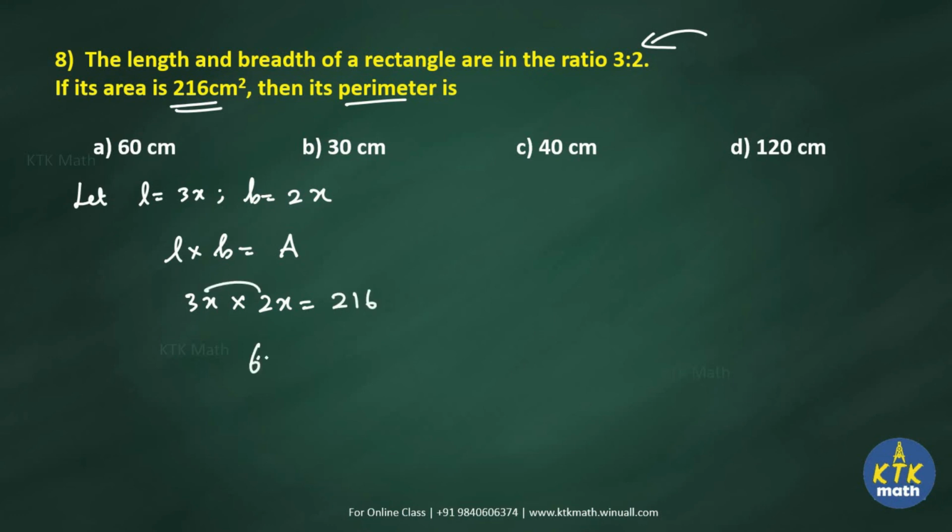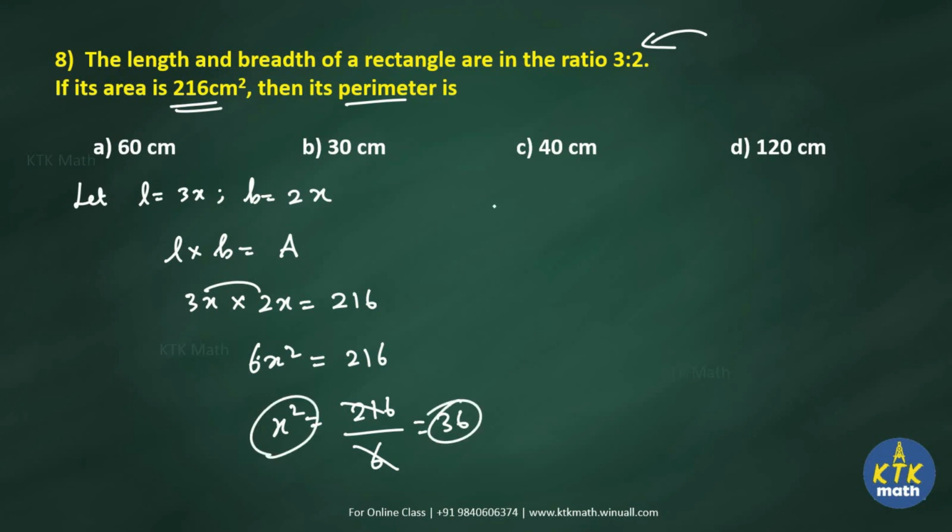So 3x times 2x is giving 6x square, which is 216, right? 3 2s are 6, x into x is x square. So when you need to find x square, 216 over 6. So how many times does this come? 36. It's a very simple calculation, right? So x square is 36 now. What is meant by x there? Root 36, which is nothing but 6 centimeter. So this is your x value.